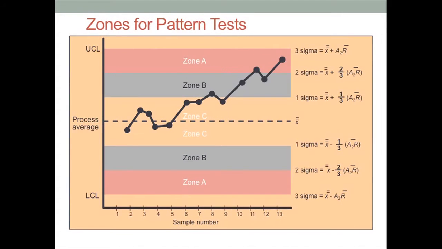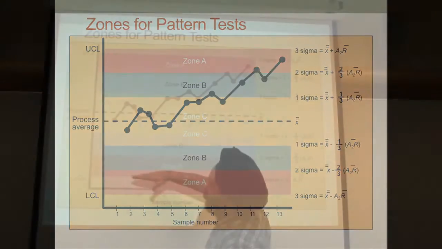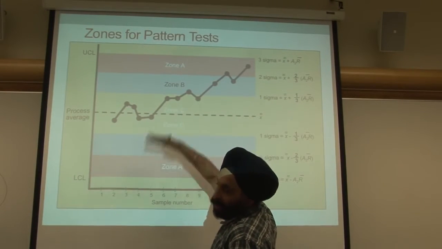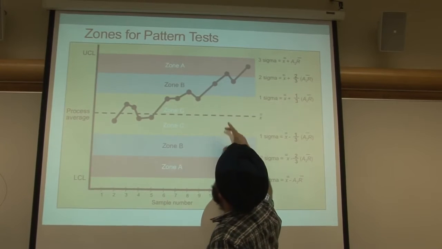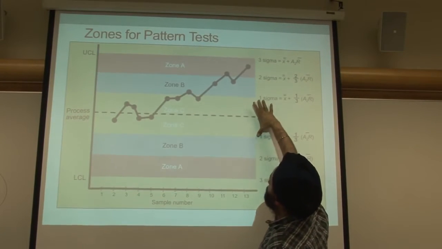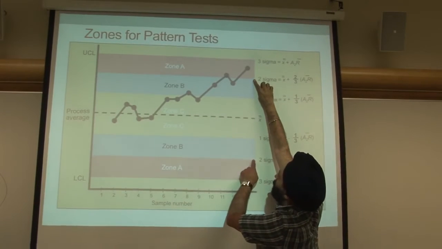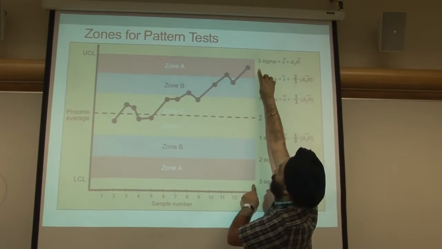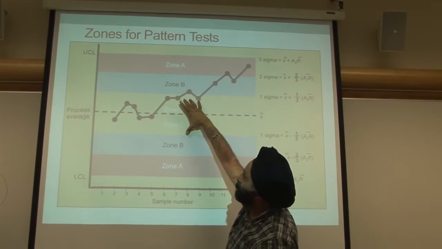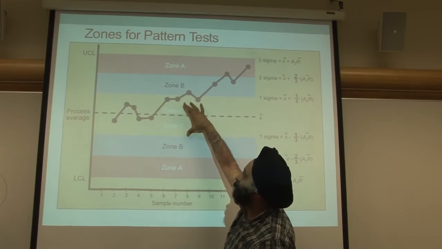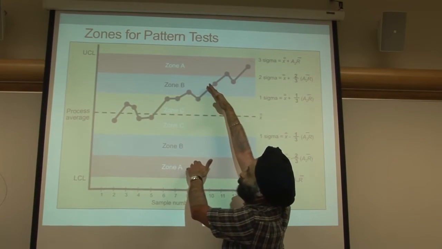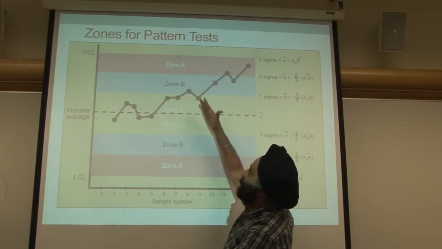Remember, in the upper and lower control limits, we are calculating plus or minus 3 standard deviations. So this is plus or minus 1 standard deviation, this is plus or minus 2 standard deviations, and all the way to plus or minus 3 standard deviations. Plus or minus 1 standard deviation is just zone C. Plus or minus 2 standard deviations now includes zone B, and then plus or minus 3 standard deviations is zone A.